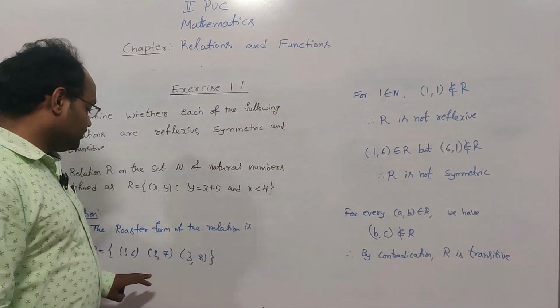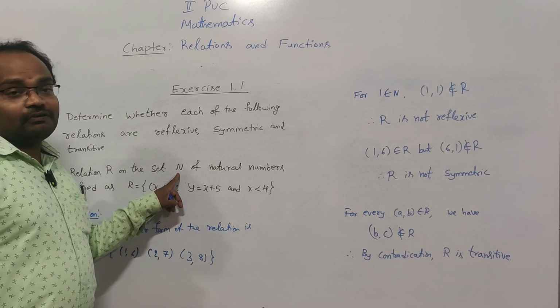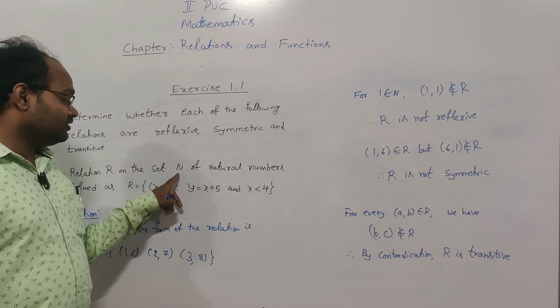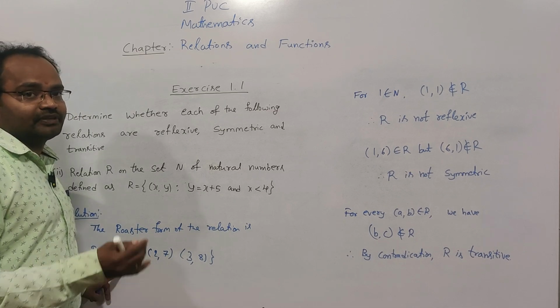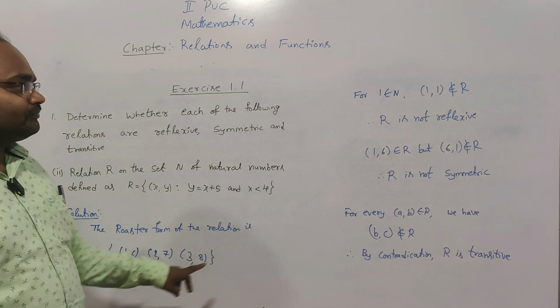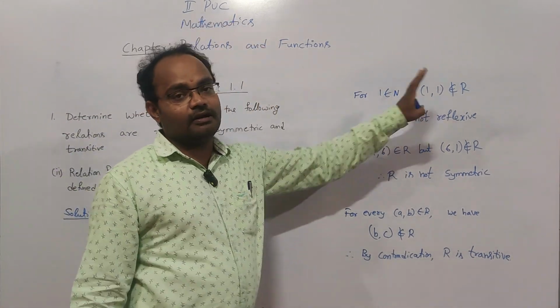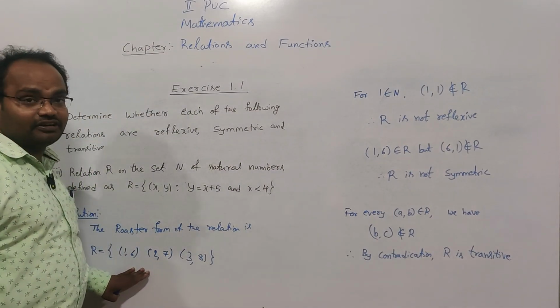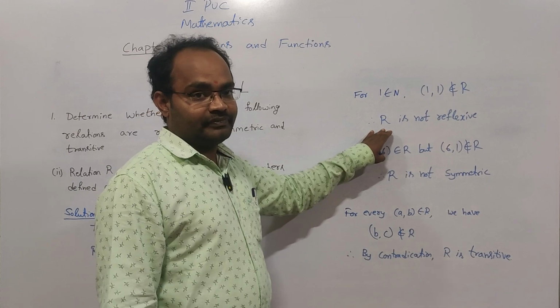So what we can observe here, there is no chance of it being reflexive, because in the set of all natural numbers we have many elements. For all those elements we don't have the ordered pair (a, a) belongs to R. So one example to say that it is not reflexive: we know that 1 belongs to N, but the ordered pair 1 comma 1 does not belong to the given relation. Therefore it is not reflexive.